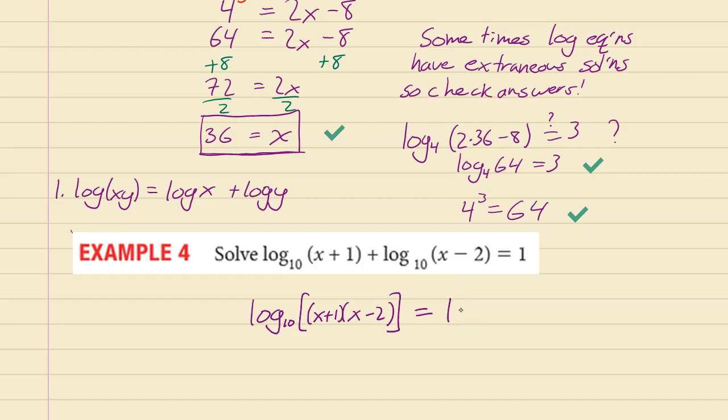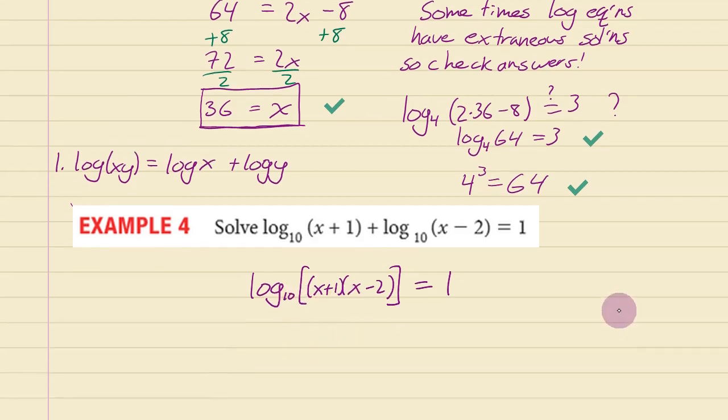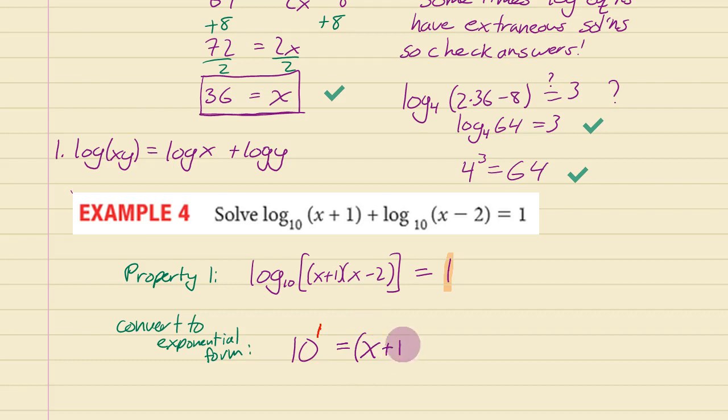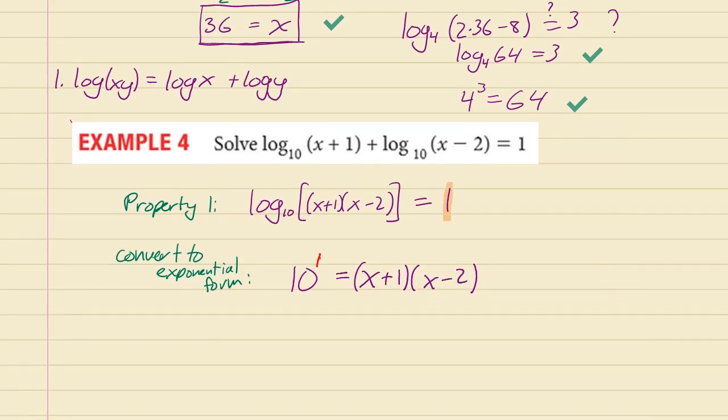Now that it's just written as log base 10 of something equals 1, we can convert to exponential form. And that will look like, well, the base of the exponent should still be 10, just like the base of the logarithm. The result of the logarithm, remember, is always equal to the exponent itself. And that should result in x plus 1 times x minus 2. So then we've got a quadratic equation to solve. 10 to the power 1 is just 10.